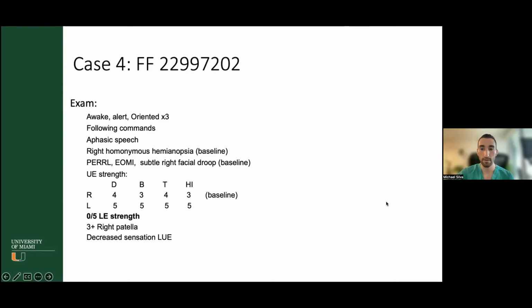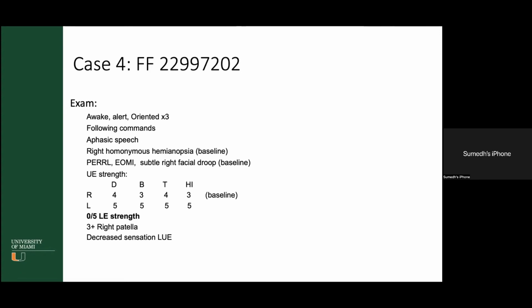Sumed, you want to chime in on this and maybe say what's concerning or where you would want to look in this patient, given that history? Hey, for sure. So this patient has lower extremity strength at 0s. So the first thing, and given her prior cancer history, I'd be concerned of a low thoracic, high lumbar lesion that's probably compressing either the conus or the cord.